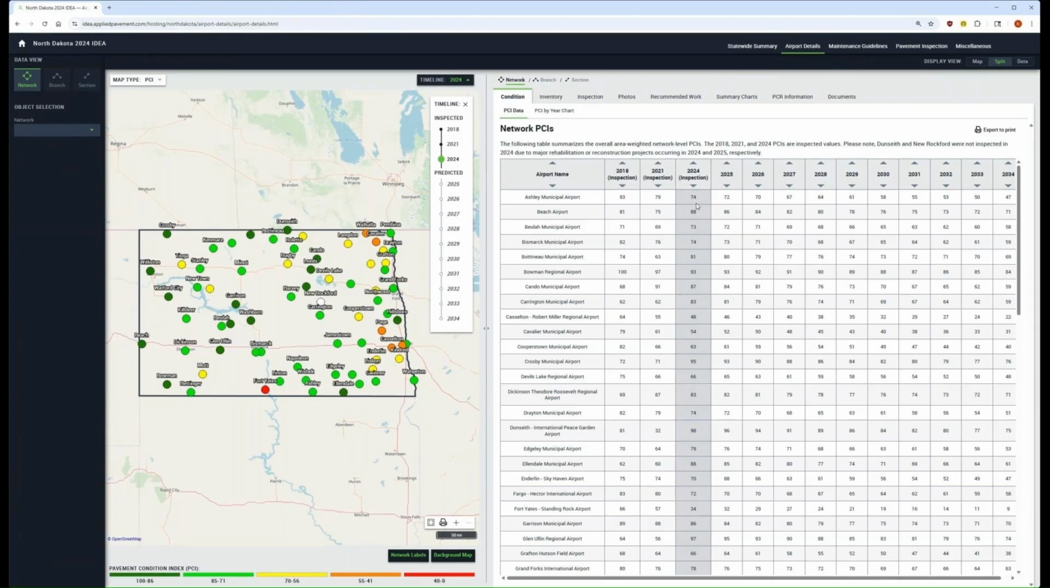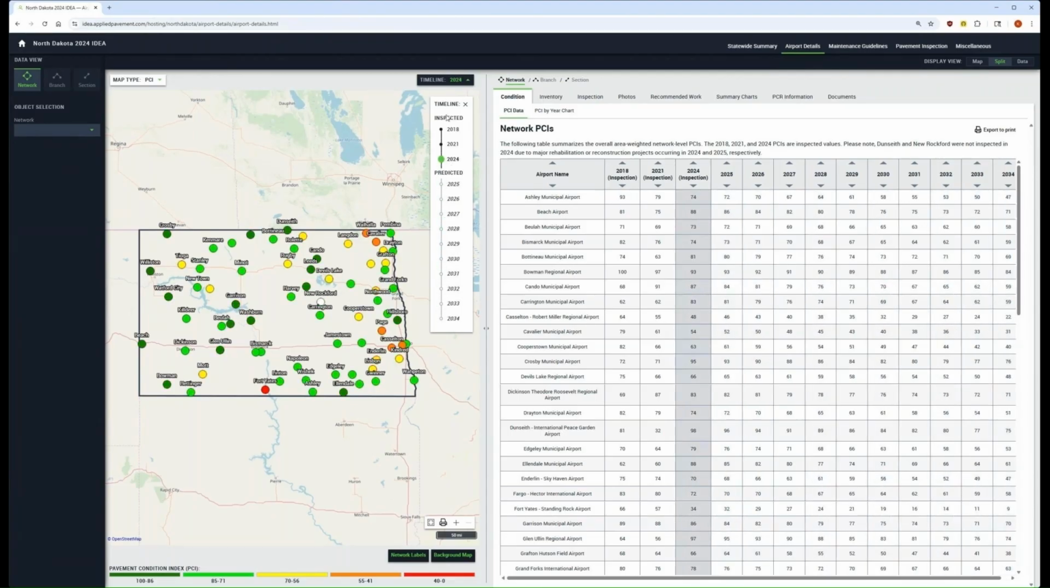In 2024, it dropped to a 74. The forecasted future condition, if no work is done, is also presented here. If I were to select any of the airports, this timeline also interacts with the PCI map that we're showing here. So we can see what the future conditions are forecasted to look like and see that represented interactively within the map by dragging the timeline.